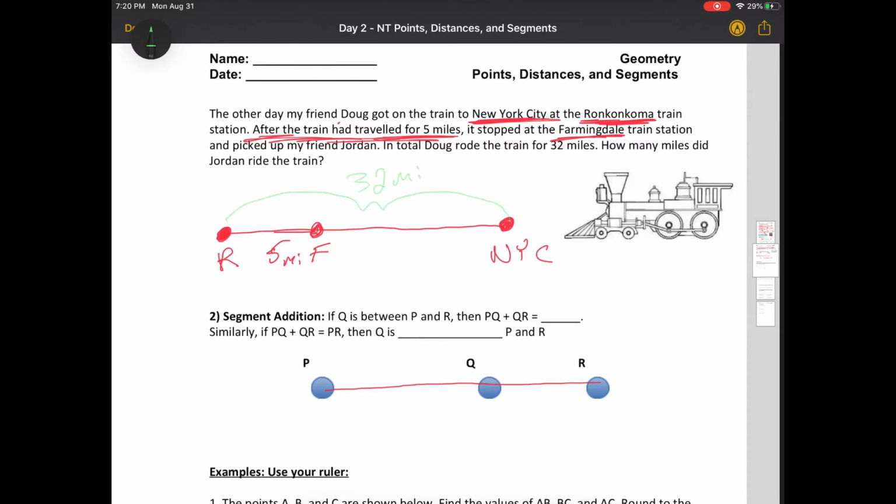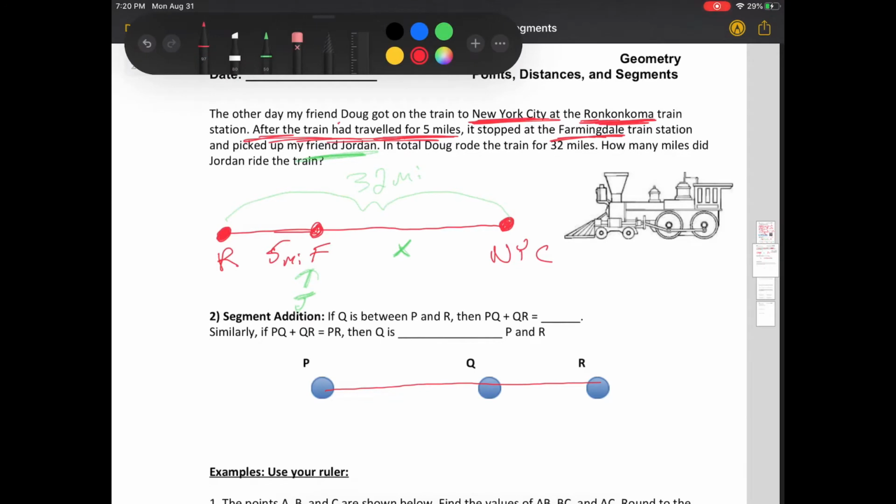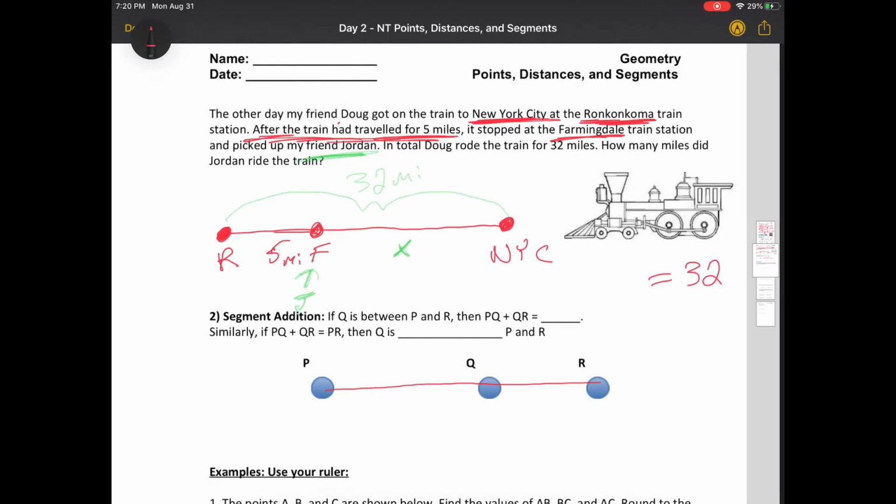So now it asks, how many miles did Jordan ride the train? Jordan got picked up here. Jordan was picked up in Farmingdale. So we're really looking for this missing distance here. So how would we solve that? We would set up a simple algebraic equation. If the total is equal to 32, we have to add these two line segments. So we have our segment here of 5, and then we have our missing segment here of x. If we set up our equation, all we do is subtract 5 from both sides, and we get that the distance from Farmingdale to New York City was 27 miles.